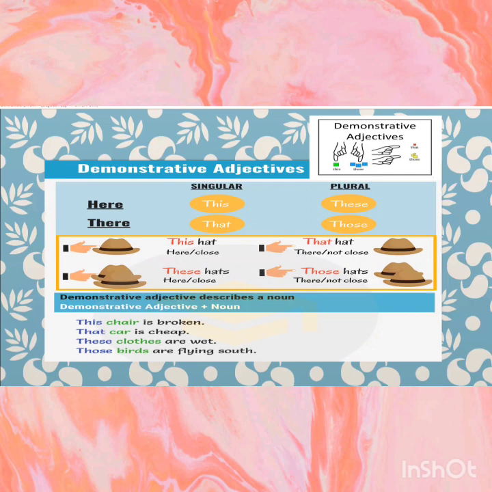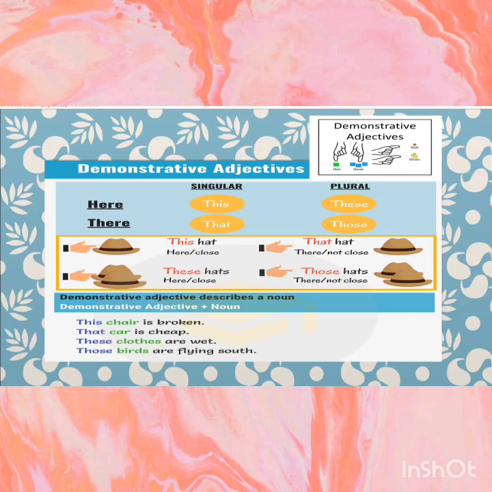So here, the demonstrative adjectives can be singular or plural. This is a singular demonstrative adjective, and that is also a singular demonstrative adjective, whereas these and those are the plural demonstrative adjectives. So it's very simple. This, that, these, those. Look at the examples. This hat, that hat, these hats, those hats.